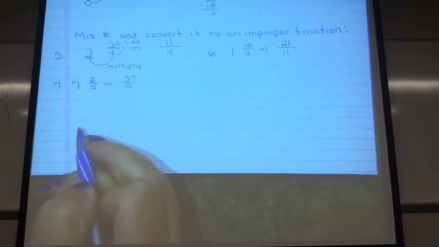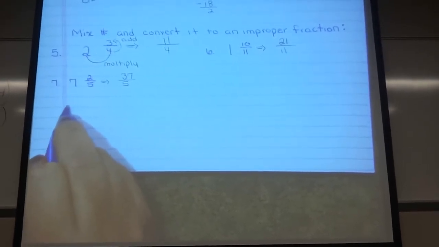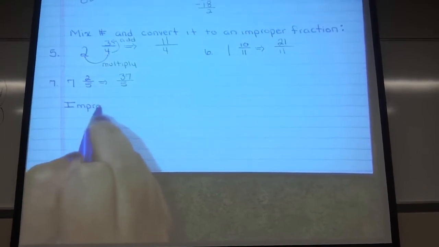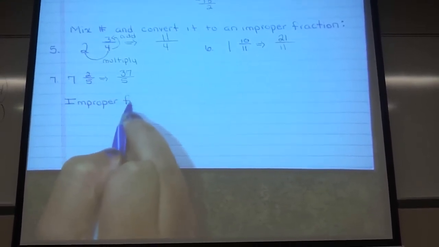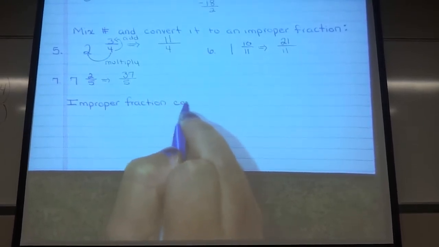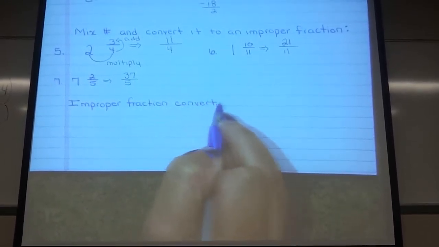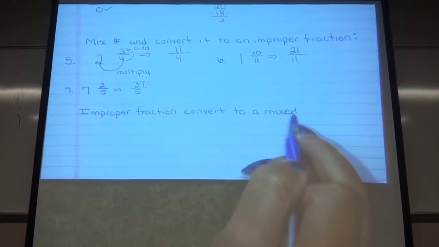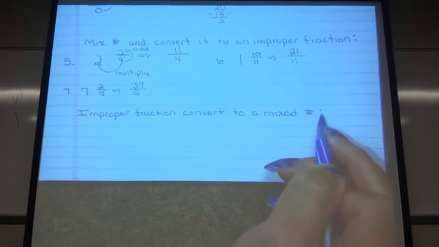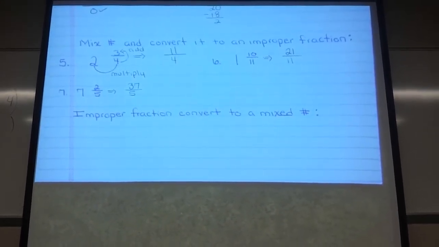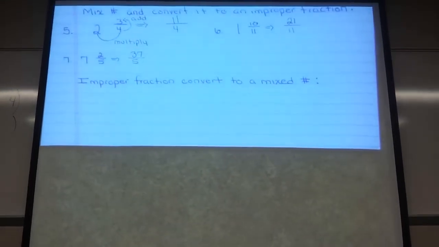Now, we are going to go the other way. So the improper fraction, convert to a mixed number. And I know some of you already know how to do it because I've seen it on other tests where it was an improper fraction. I said you could just leave it like that, and you still wanted to change it to a mix. So this is just where we learned that in this chapter.